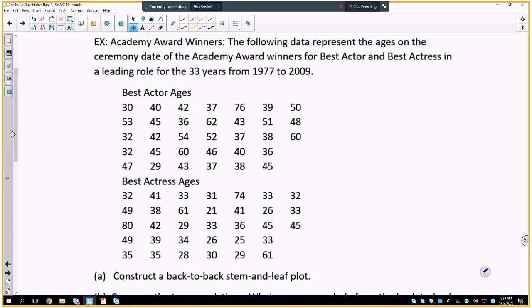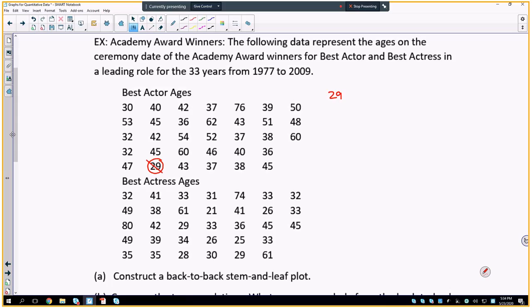Now we saw in the previous example when we did a stem and leaf plot, it really helps to have this data in numerical order. So unfortunately this data is not in numerical order. The first thing that we're going to have to do is rewrite it. So I'm going to start with the males. I want to see what is the youngest age of a male winning Best Actor during this period, and the smallest number that I see is 29. So I'm going to start with that and go up.